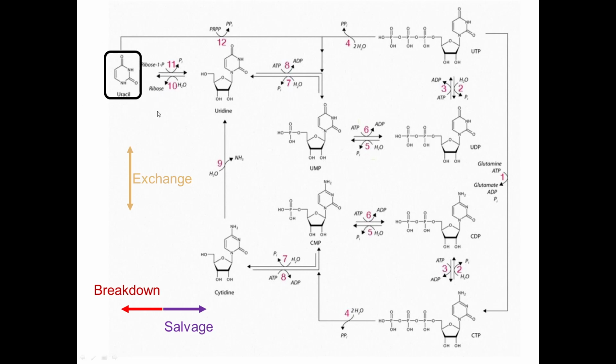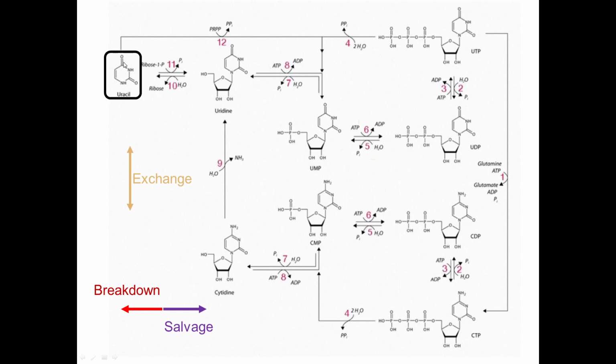Now the only reaction left on the slide that we didn't discuss directly is turning uracil in the salvage pathway back into these guys. But that's exactly like the de novo synthesis. We make the molecule first, then we attach it to the sugar. So that's reaction 12.